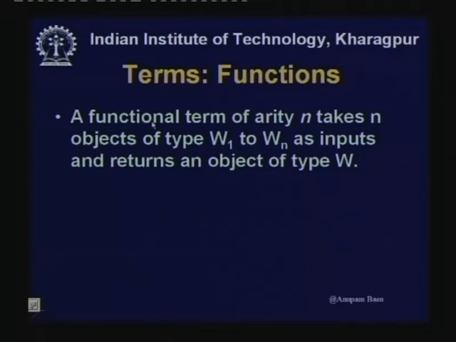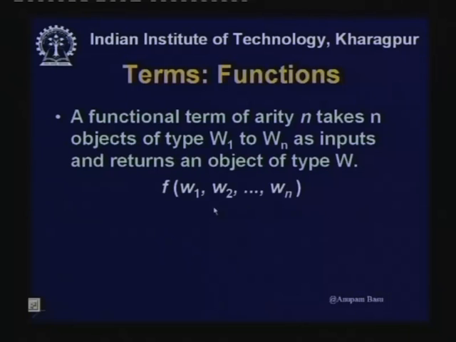Next, let us understand what is a function. A functional term of arity n, okay, how many parameters the function will have, takes n objects of type W1, W2 like that up to Wn, maybe of different types, as inputs, and returns an object of some other type W. Now, that can be any type, all right. So, it takes parameters of objects which can be variables or constants and returns an object of a type W.